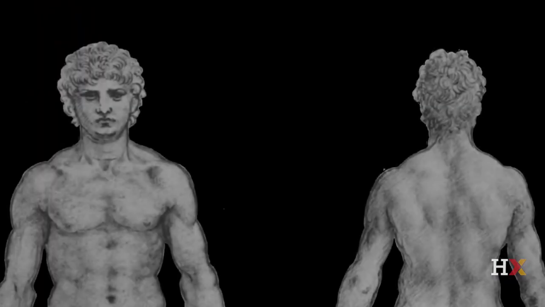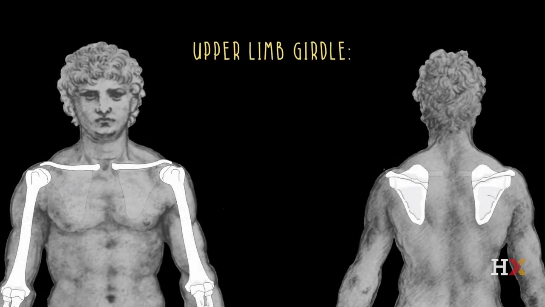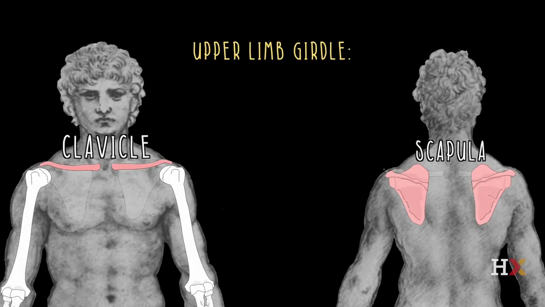So for the limb girdles, the only bony attachment, the only real bony joint between the upper limb and the axial skeleton is right here at the sternum. So the scapula and the clavicle can move all over the chest, restrained only by the sternoclavicular joint.